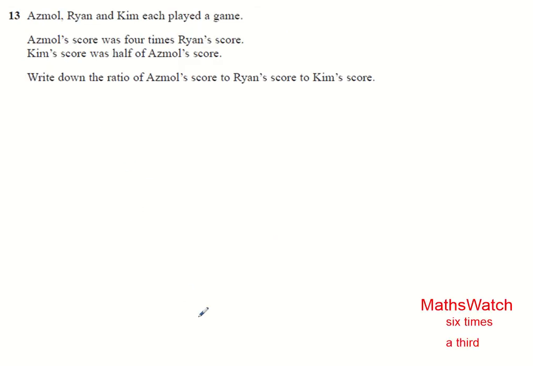Question 13. Asmal, Ryan and Kim each played a game. Asmal's score was 4 times Ryan's score. Kim's score was half of Asmal's score. Write down the ratio of Asmal's score to Ryan's score to Kim's score. So we've got three people. We've got Asmal, we've got Ryan, and we've got Kim. And we're told the relationship between those scores.